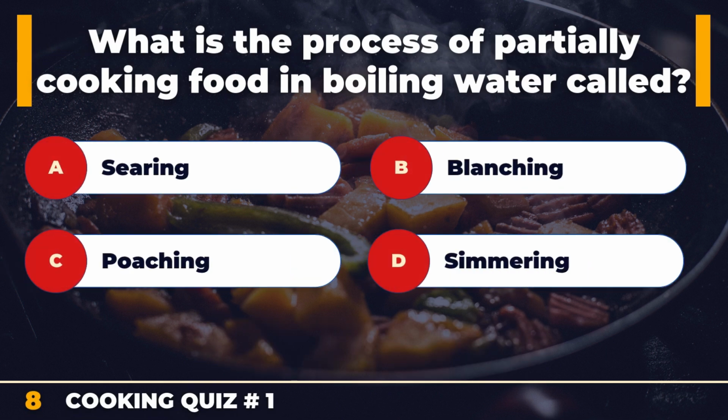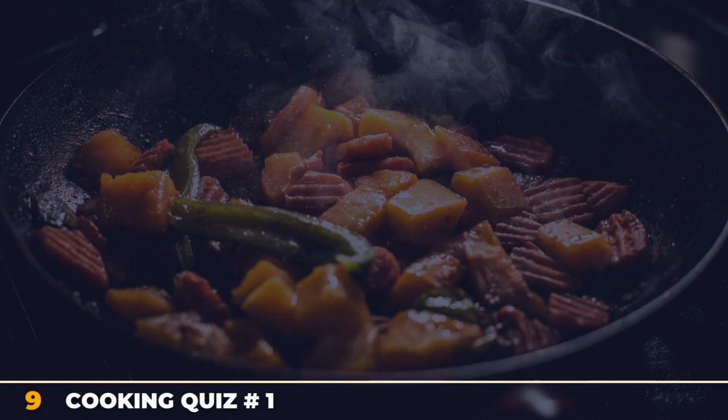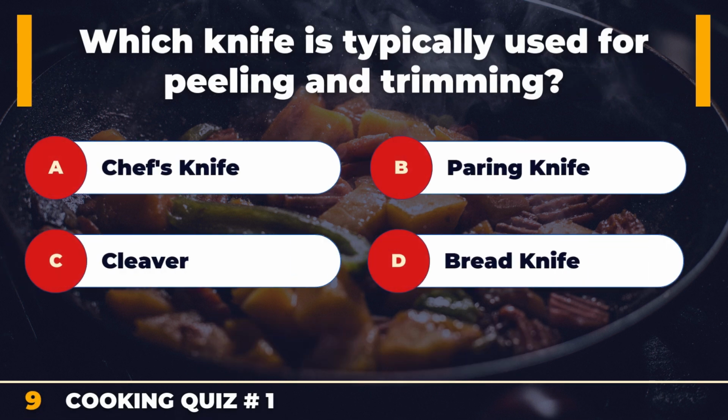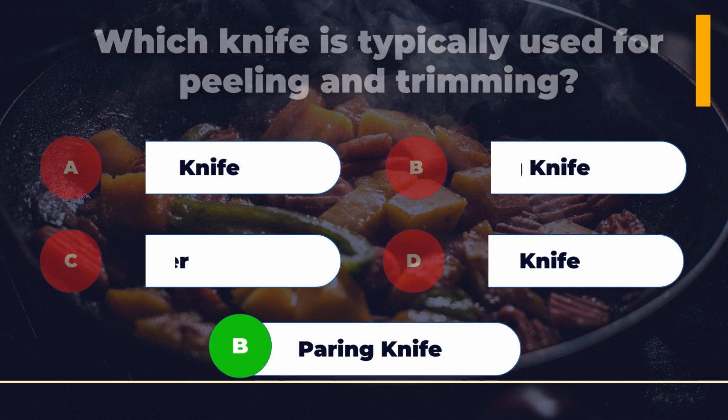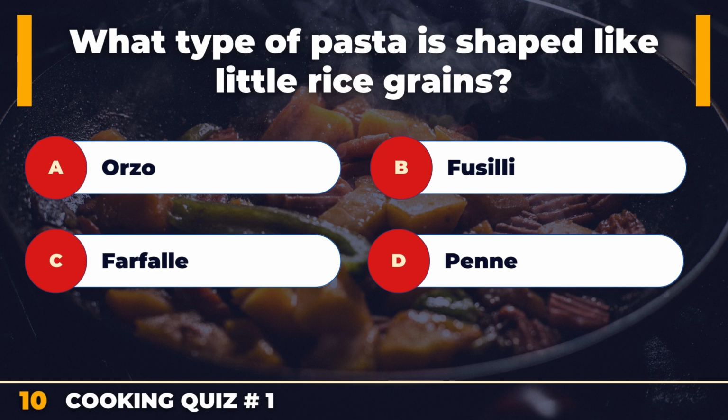What is the process of partially cooking food in boiling water called? Blanching. Which knife is typically used for peeling and trimming? Option B, paring knife. What type of pasta is shaped like little rice grains?